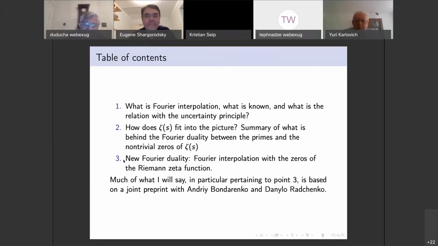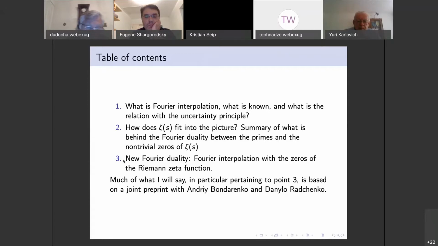Well, so anyway, the talk consists of three parts. I will explain what Fourier interpolation is, what is known, and how it is related to the uncertainty principle. And then we come to the zeta function. How does it fit into the picture? I will try to give you a crash course on the Fourier duality between the primes and the non-trivial zeros of zeta. And then finally, we come to a new kind of Fourier duality, which is what we call Fourier interpolation with the zeros of the Riemann zeta function.